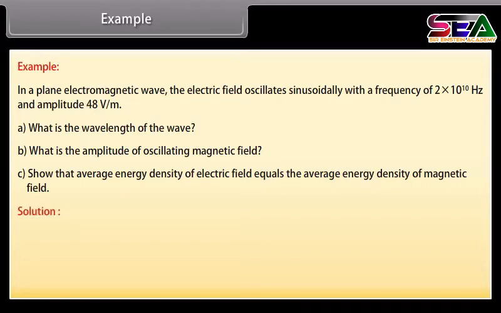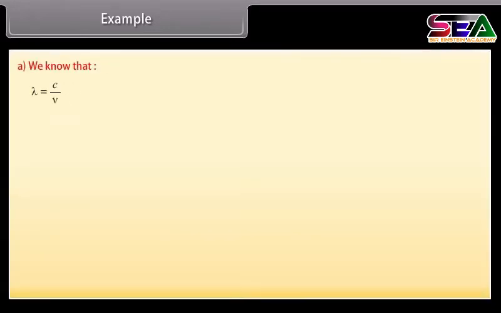Let's see the solution. Given values are nu, which is equal to 2 × 10^10 hertz, E naught equals 48 volt per meter. We know that lambda is equal to c upon nu. By putting in and calculating the values, we get the wavelength of the wave, which is equal to 1.5 × 10^-2 meter.